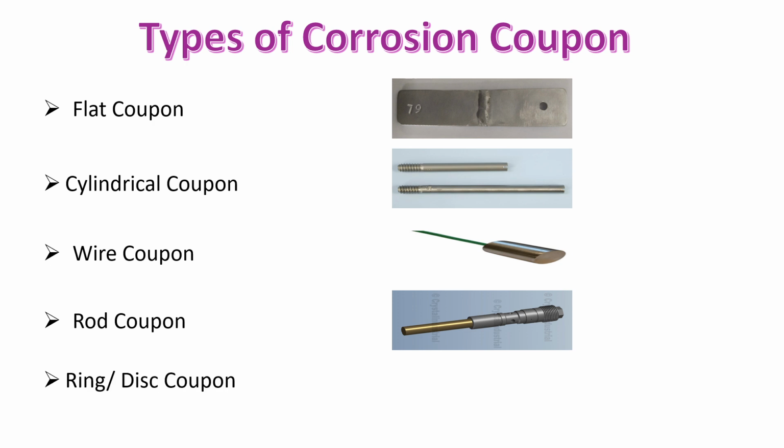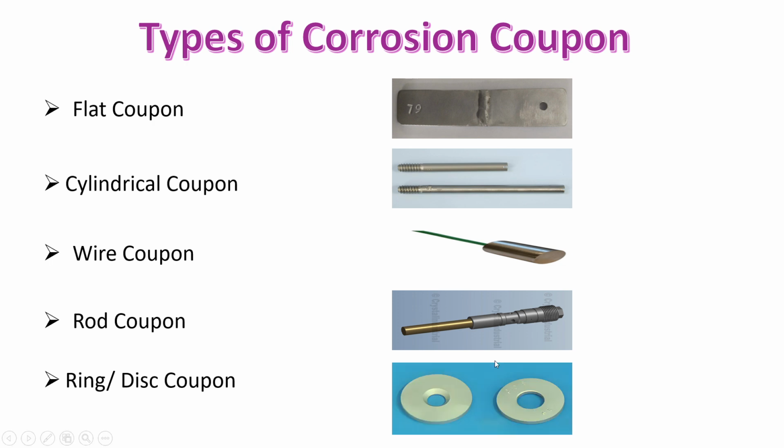And the next type of coupon is the ring or disc type coupon. It looks like this, as you see here, and these coupons are used to monitor the corrosion rate of flanges or other circular structures like walls or flanges. These coupons are typically circular in shape, so you can easily identify the ring type coupon or disc type coupon.